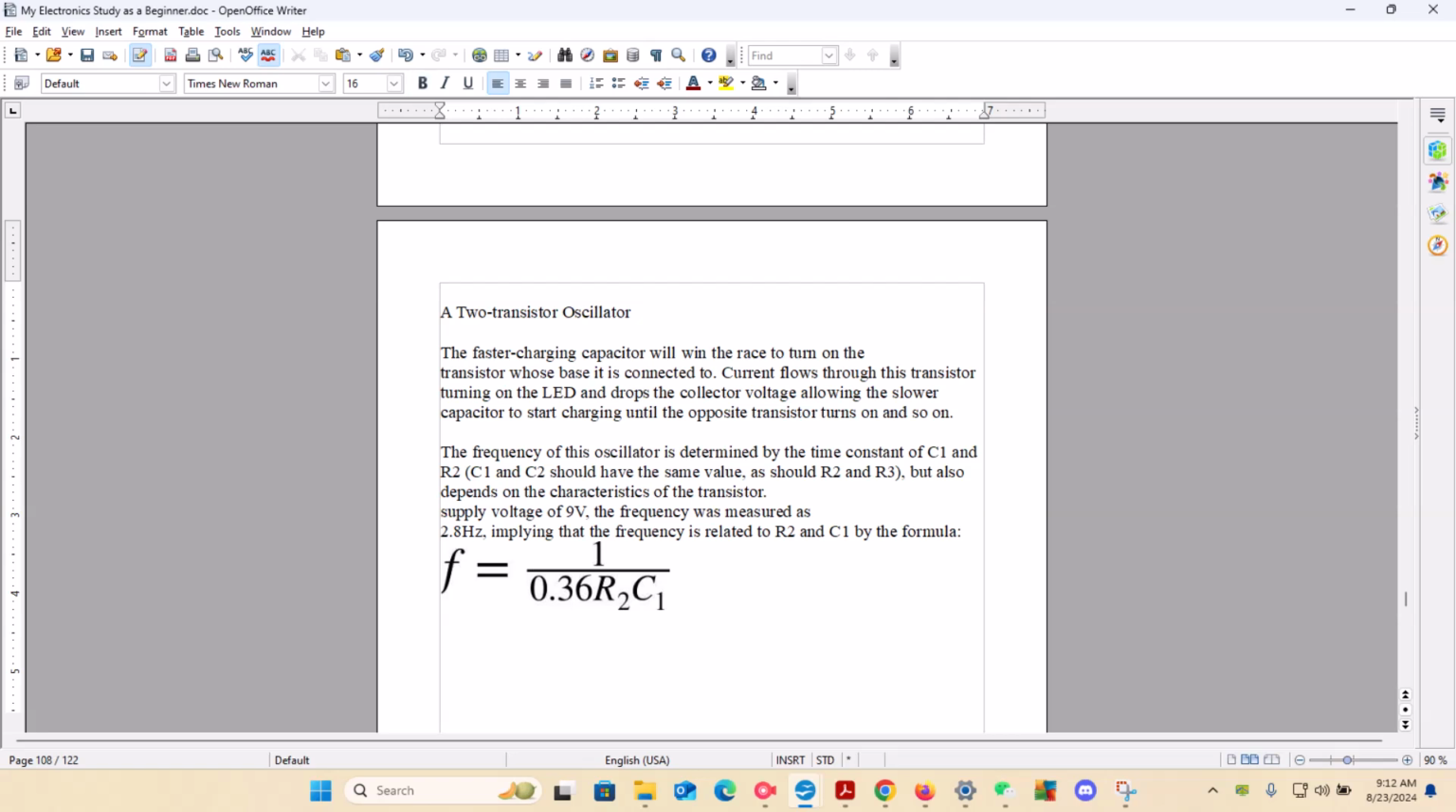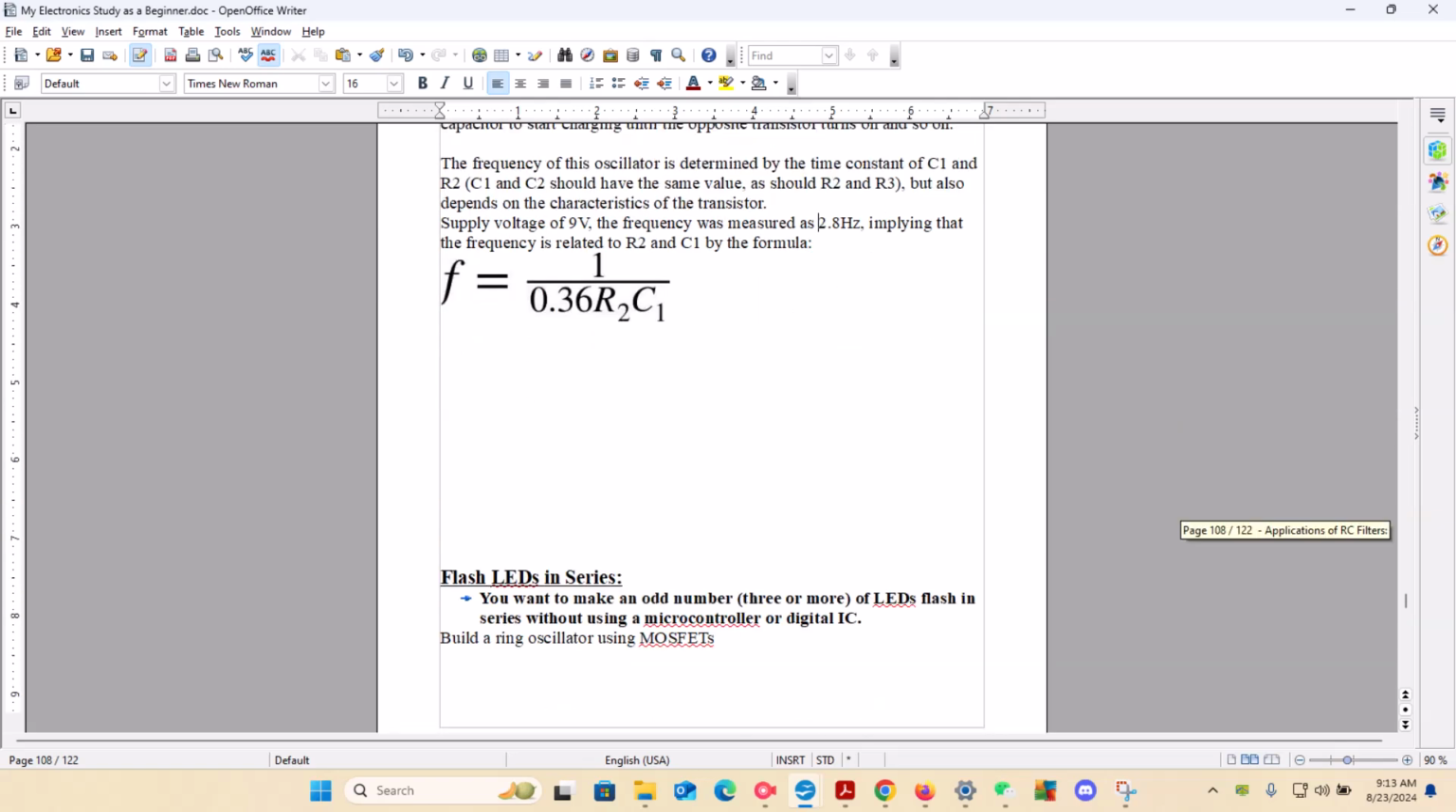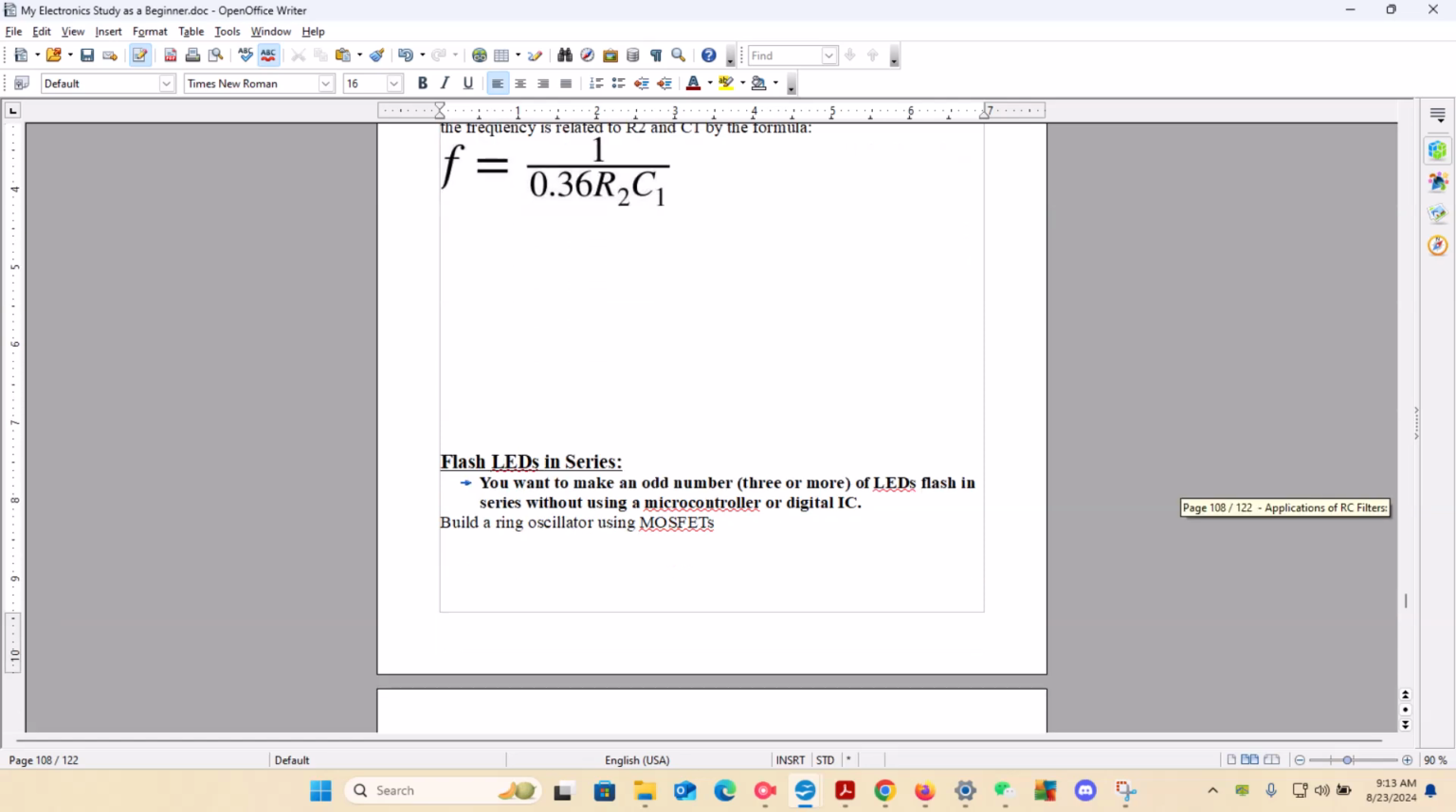For example, you could supply a voltage of 9 volts. The frequency was measured as 2.8 hertz. This oscillating frequency is related to R2 and capacitor 1 by the formula F, the frequency, equals 1 over 0.36 times resistor 2 times capacitor 1. Because this part is this part, and the other one is this part, and then you put it all together and you get that. But for this one in particular, that's what the frequency is.